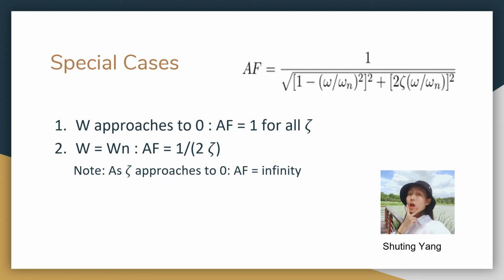The other case is when omega equals omega n. Plugging in the ratio of omega and omega n, which is 1, then AF will be 1 over 2 times the damping ratio. And notice that as the damping ratio approaches 0, AF goes to infinity based on calculus.